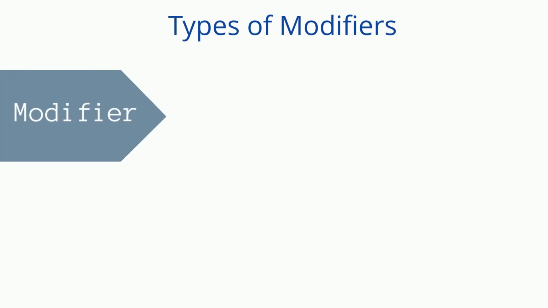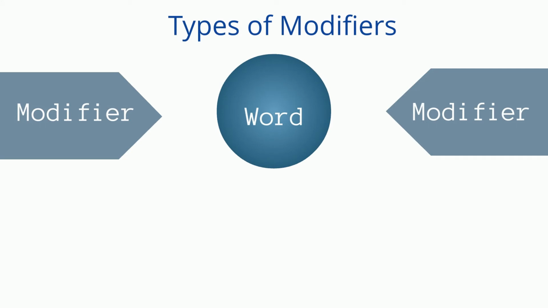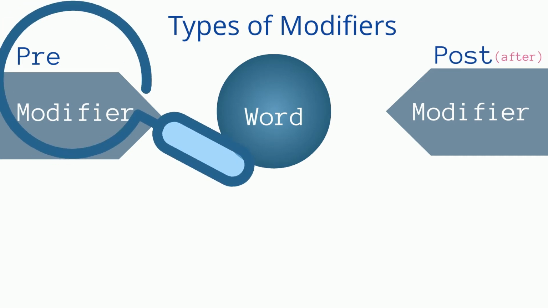Generally, modifiers are of two types according to their position to the words they modify. There are pre-modifiers and post-modifiers. Pre-modifiers. Pre-modifiers are modifiers that modify the words that follow them in the sentence. Conventionally, adjectives are usually placed before nouns. So, most adjectives are pre-modifiers.